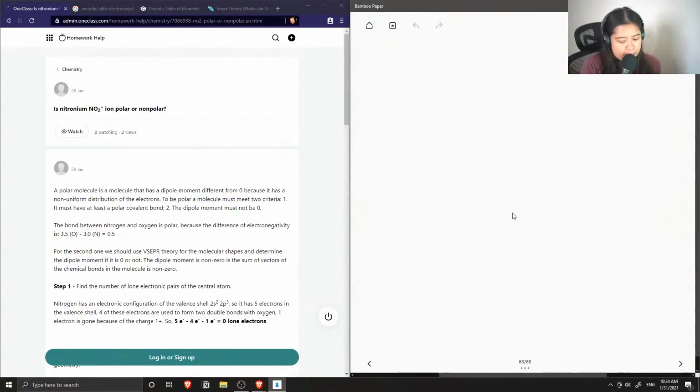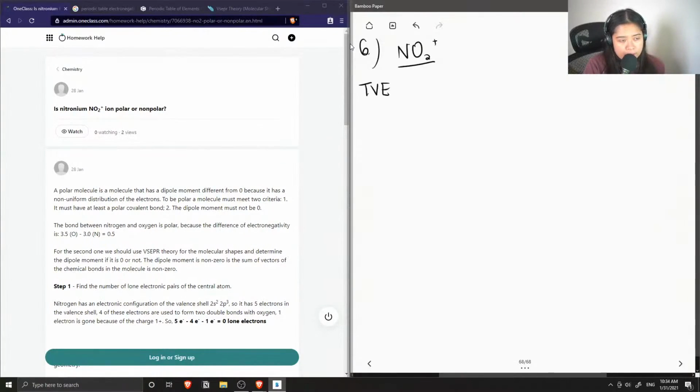Okay, so question number 6 asks, is nitronium, NO2 plus, polar or nonpolar? Okay, so first let's draw the Lewis structure for this ion.